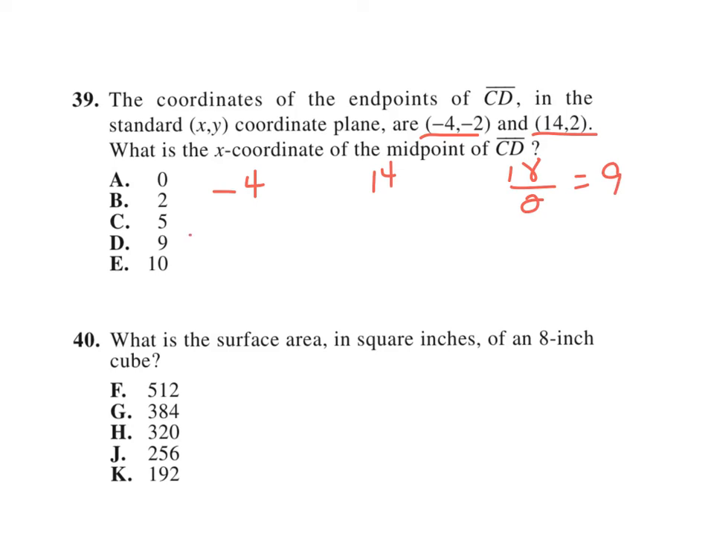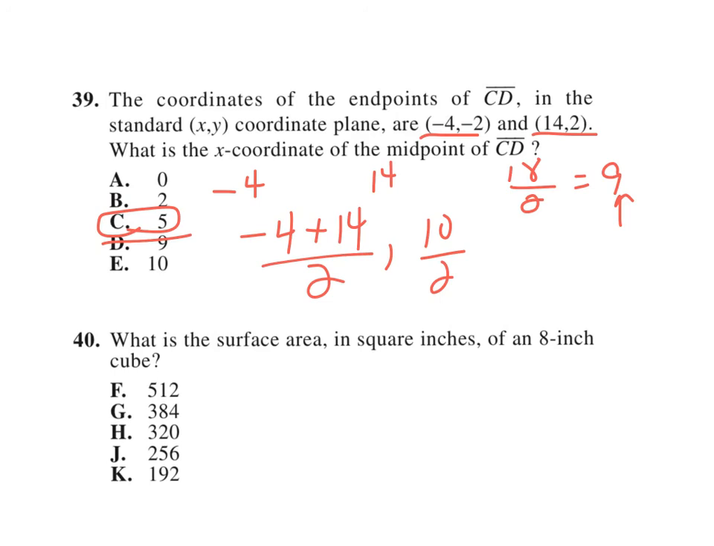Well, 9 is not the answer. This means that you are 9 units away from 14 and 9 units away from -4, which gets you to 5, which is C. Or, you know the midpoint formula is add your x's together and divide by 2. That gets you 10 divided by 2 is 5.